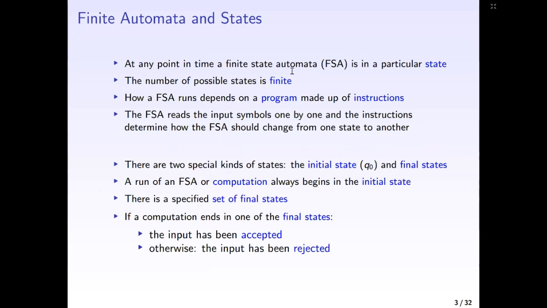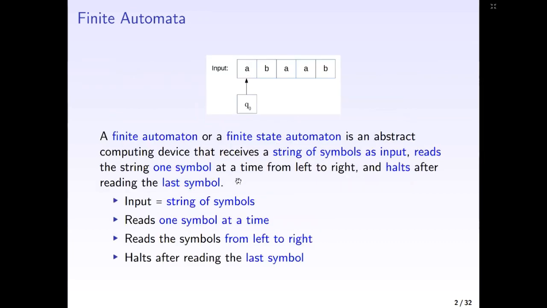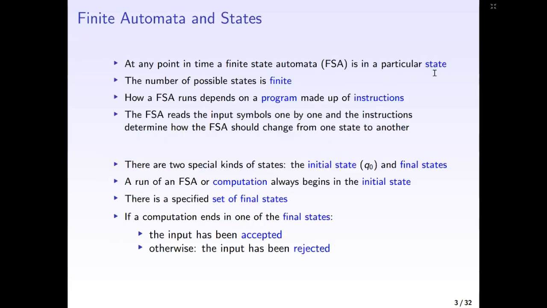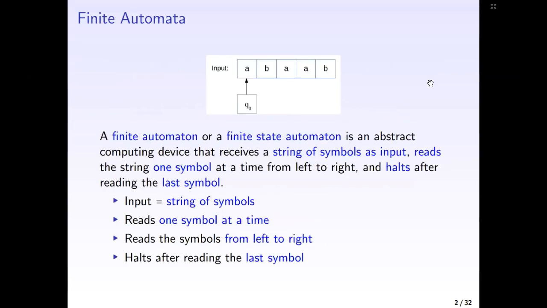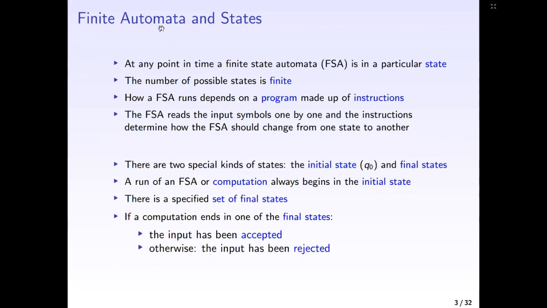At any point in time, a finite state automaton, which is also called FSA, or FA, finite automata or finite state automata, is in a particular state. So apart from the input, apart from the concept of reading one symbol at a time, moving toward the right until we get to the last symbol, we have another concept which is called the state. The machine is in a specific state when it wants to read something from the tape. And then after reading the characters one by one, the machine may move to other states. So our automata might have a finite number of possible states.